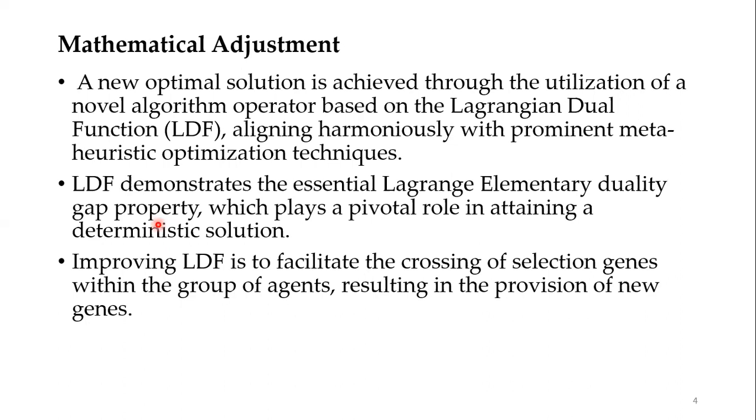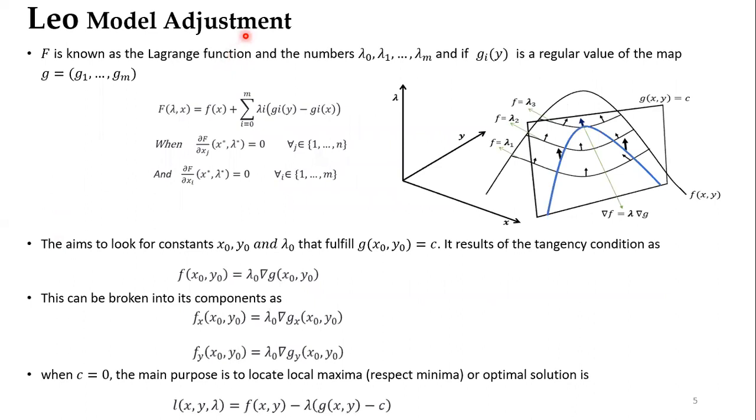Improving Lagrange dual functionality is to facilitate the crossing of selected genes within the group of agents, resulting in the provision of new genes. Now, this is the LEO model adjustment. These mathematical details I explained in my previous video, which you can find the link to in the first slide in this presentation. Feel free to go back to it, as the video explains everything in detail. Therefore I skip this slide.